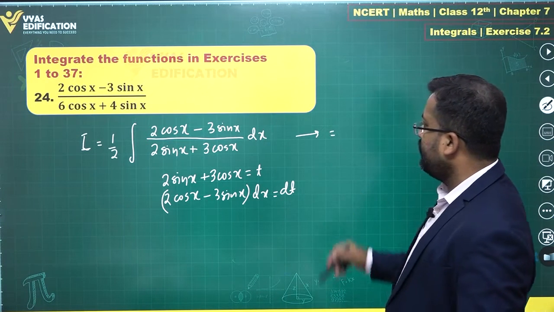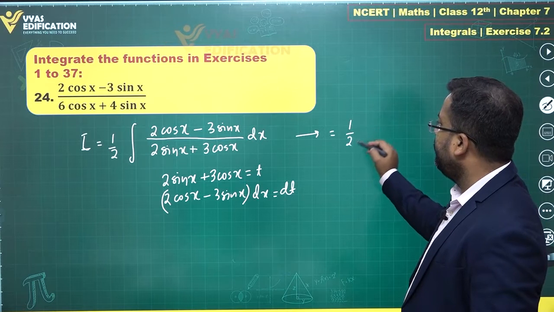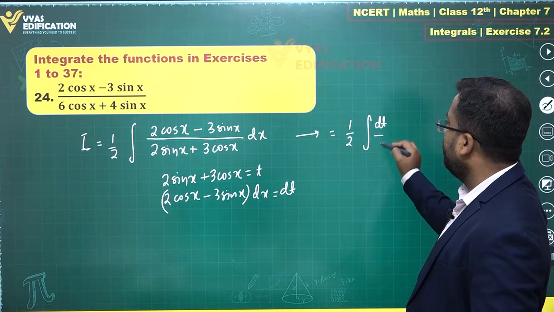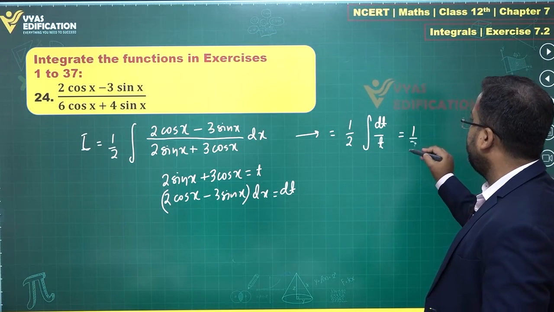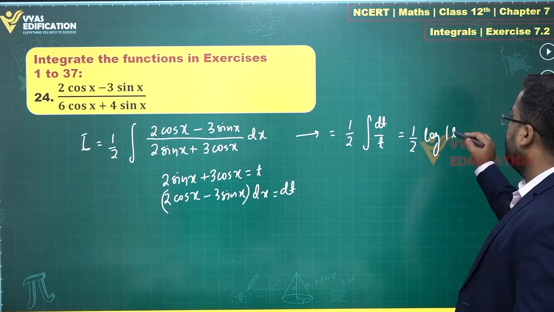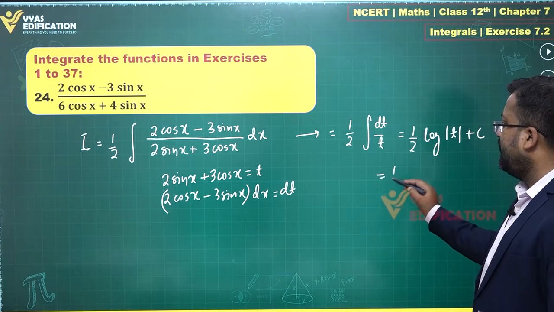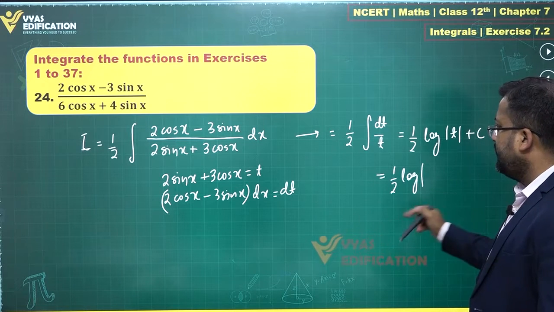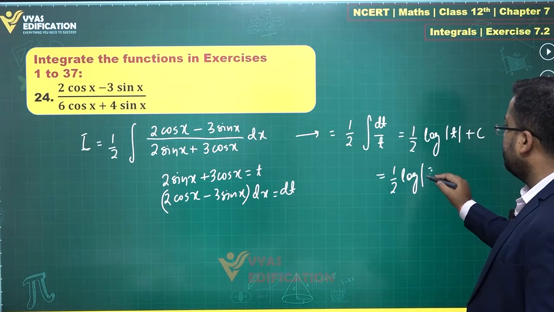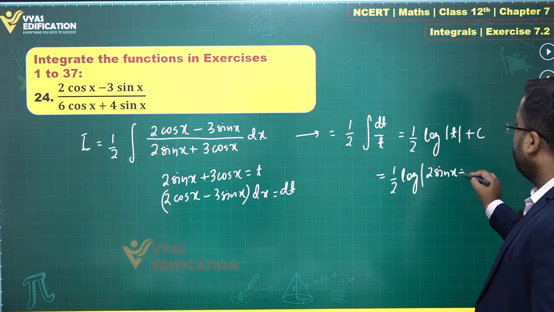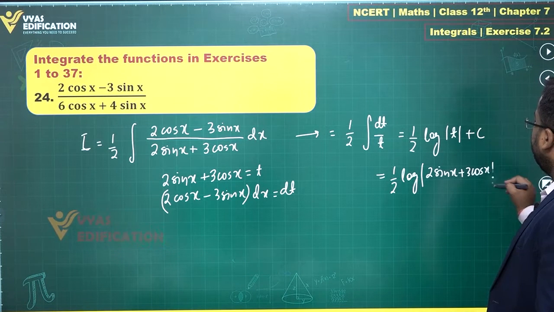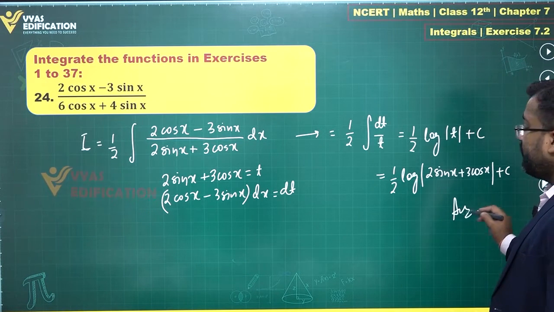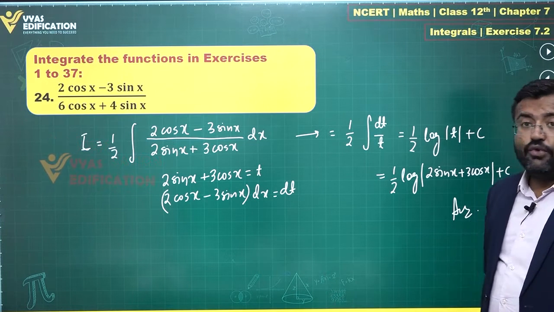Therefore, this becomes equal to what? Half of integral dt upon t, which is half log mod t plus constant. What is that? Half log of modulus t. T is this 2 sin x plus 3 cos x, plus constant, and that is my required answer for this 24th question, right?